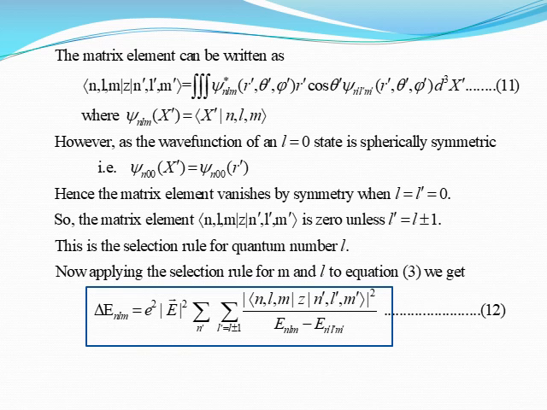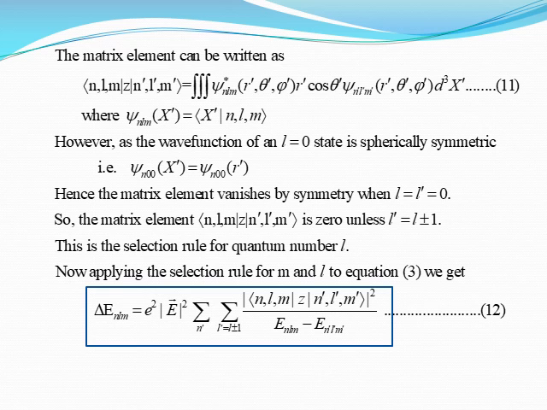However, as the wave function of an l = 0 state is spherically symmetric, that is ψn00(x') = ψn00(r'), the matrix element vanishes by symmetry when l = l' = 0. So the matrix element is 0 unless l' = l ± 1. This is the selection rule for quantum number l.